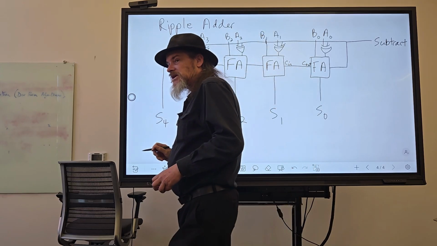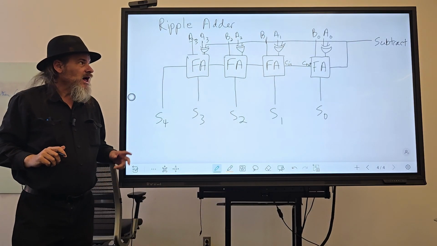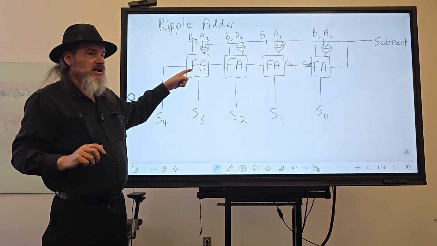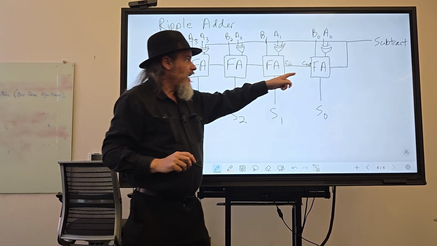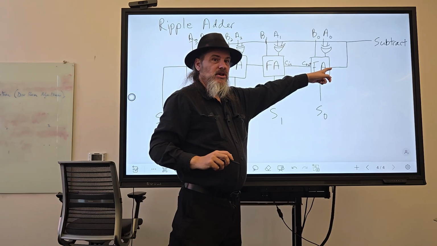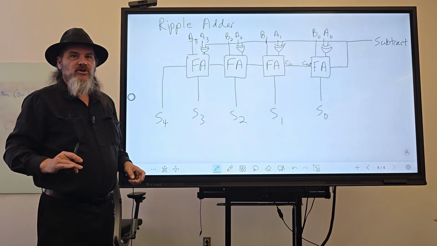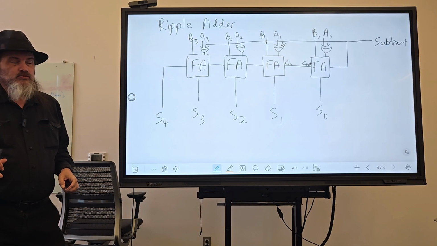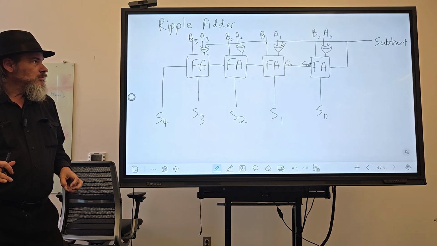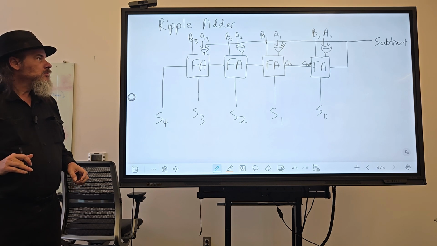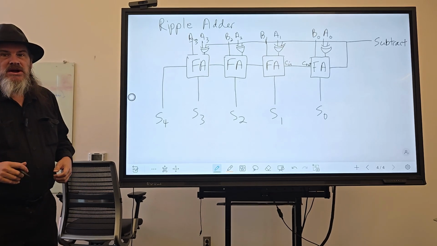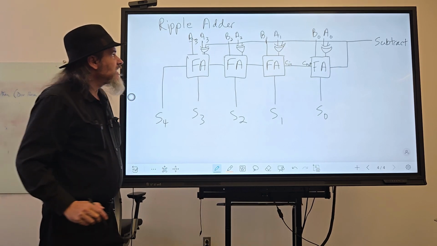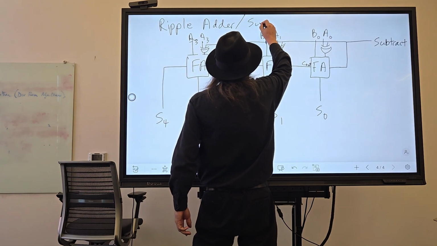If the subtract line is high, then A is inverted, and you add 1 through the carry in of the first full adder to make it a 2's complement, negative number. So that makes a ripple adder subtractor.